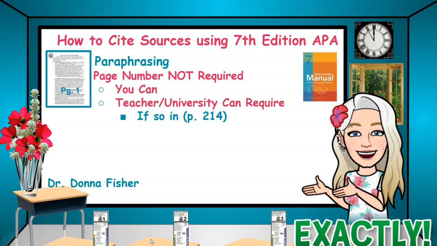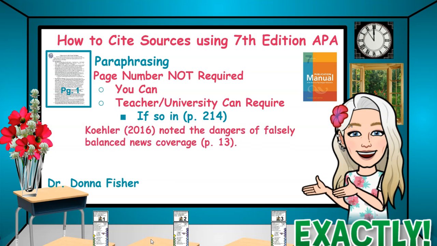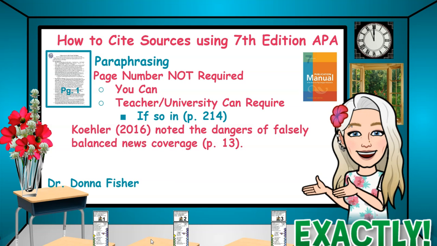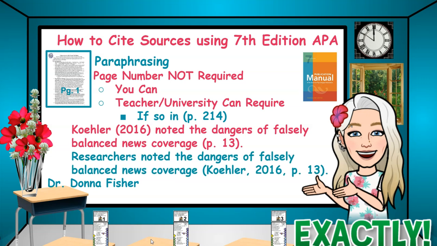The page number is placed in the parenthetical citation after the year. If the year is not in the narrative citation, in the first example, Kohler (2016) noted the dangers of falsely balanced news coverage (p. 13). The author and page number are in the narrative. In the second example, researchers noted the dangers of falsely balanced news coverage (Kohler, 2016, p. 13). Kohler, the year published, and the page number are in parentheses after the citation.